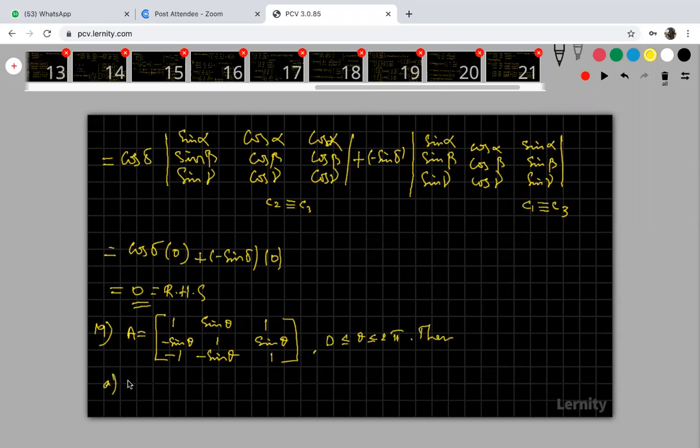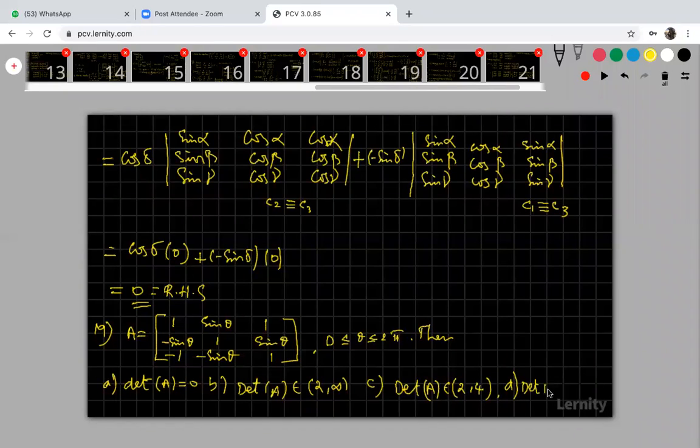Option A: determinant of A is 0. Option B: determinant of A belongs to 2 to infinity. Option C: determinant of A belongs to the open interval 2 comma 4. Option D: determinant of A belongs to the closed interval 2 comma 4.